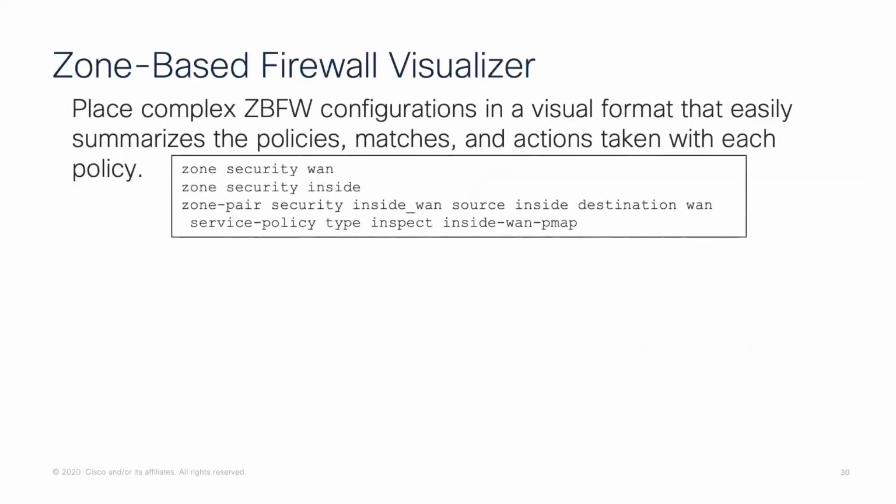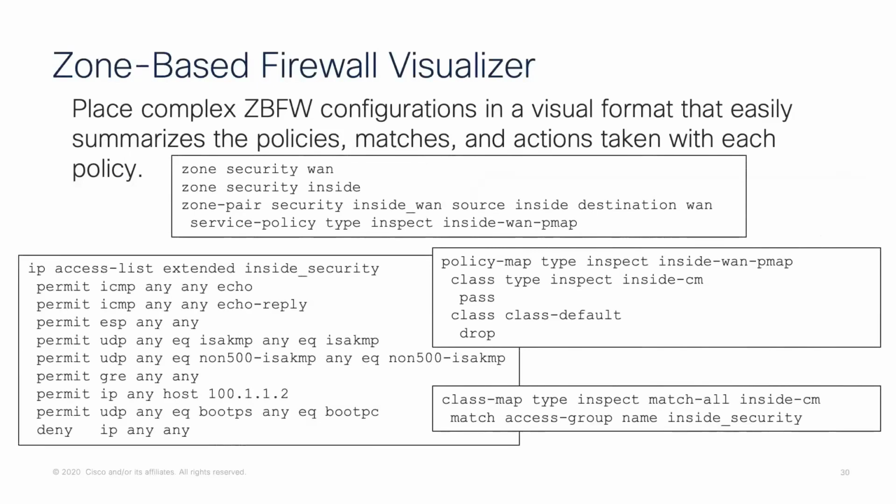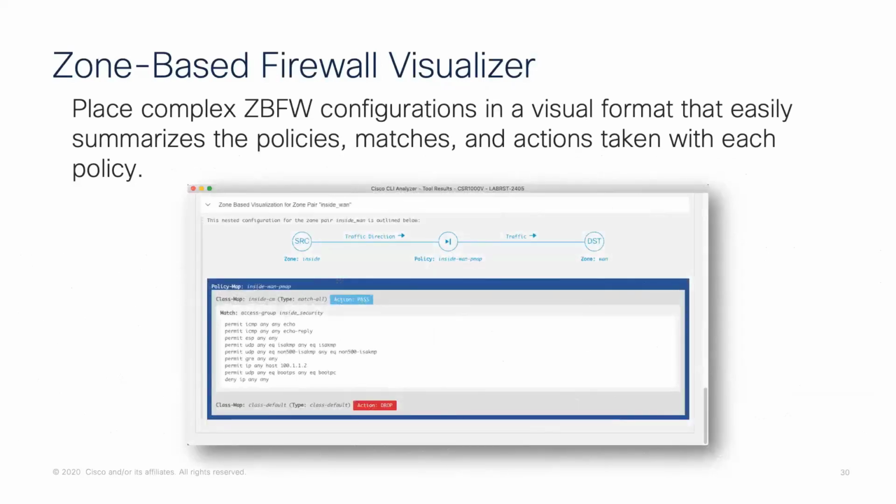The zone-based firewall visualizer, this one is a little pet project of mine. The idea behind it was I didn't like trying to unwind customer configurations about zone-based firewall. If you've ever configured it on an iOS device, it's a series of nested policy maps and class maps to try and describe a security policy. On the CLI, it's ugly. So the idea behind a zone-based firewall visualizer is to take that and up-level it to something easily consumable.